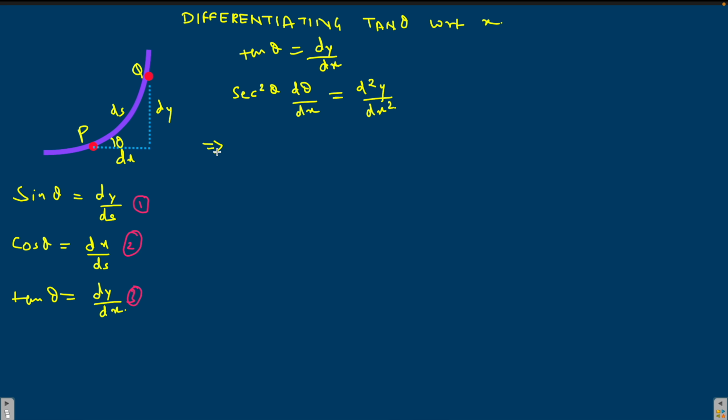Now I'll do a small manipulation. Instead of d theta by dx, I'll write d theta by ds. So sec square theta, instead of d theta by dx, I'll write d theta by ds into ds by dx, is equal to d2y by dx2.